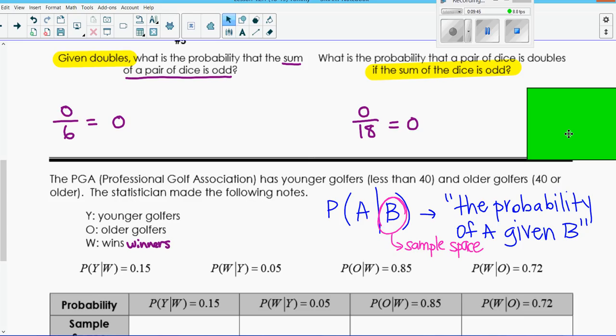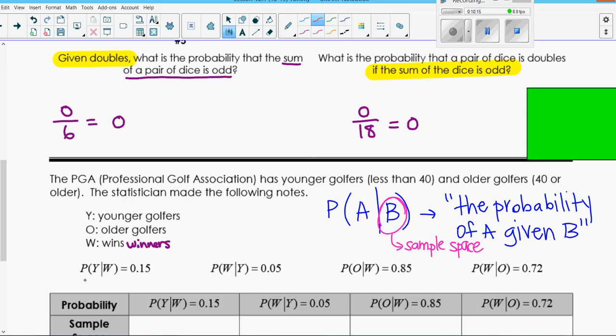the probability of A given B. Okay, remember this vertical line right here counts as your given. So probability of A and then a vertical line B, we read this as the probability of A given B. Okay, the second part, this B, is your sample space. So take a minute and write all that down. Okay, and then once you've written that down, I just want to read through these.